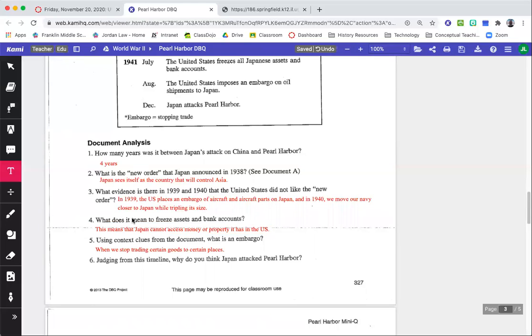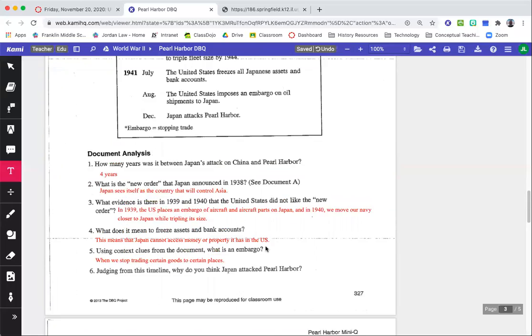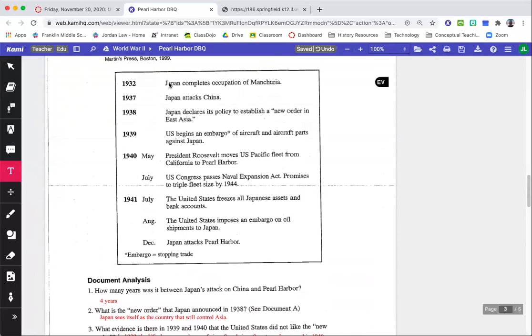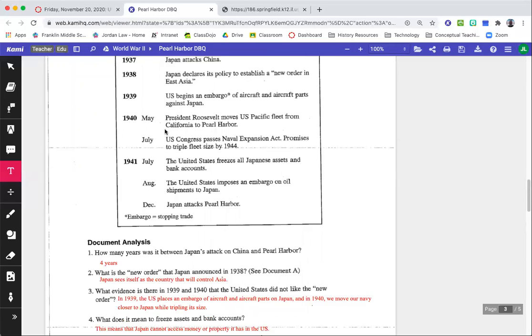Okay. So judging by this timeline, why do you think Japan attacked Pearl Harbor? Okay, so again, it seems like Japan, at least early on here, in these first 3 dates, it tells us that Japan is becoming increasingly aggressive. They take over Manchuria, they attack China, they decide that they're going to be the ones that control all of Asia. So the U.S. is kind of starting to get a little nervous about this, right? And they do some things to try to slow them down.